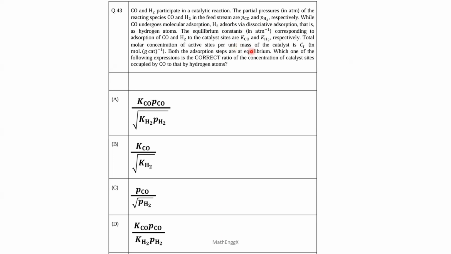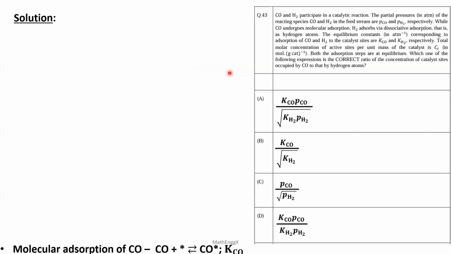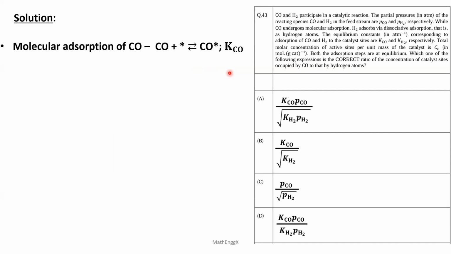Which one of the following expressions is correct pertaining to the ratio of concentration of catalyst sites occupied by CO to that of hydrogen atoms? So let's look at the solution to this question. It is given that CO adsorbs molecularly. So hence we can depict this equilibrium reaction as CO plus star giving CO star. Here star represents the active site and CO star represents the molecularly adsorbed CO on that particular active site.